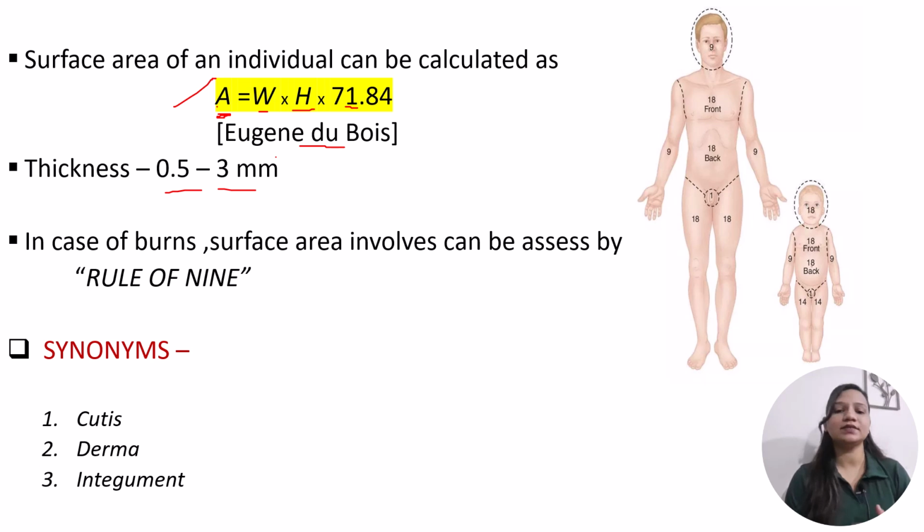So this is the average thickness, which is 0.5 to 3 mm, but it varies according to the age, according to the part of the body and according to the gender.